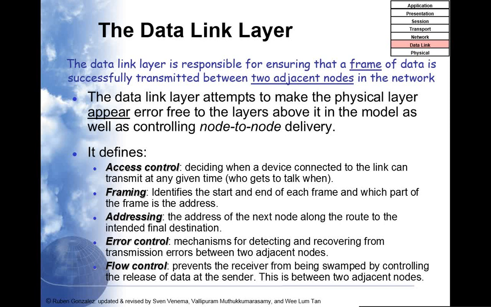So the data link layer, you'll see there, that's the second layer just above the physical one. So it's still really close to the hardware. It's not at the user level, for example. It doesn't care about text input and all those kinds of things. The data link layer is responsible for ensuring that a frame of data is successfully transmitted between 2 adjacent nodes in the network.